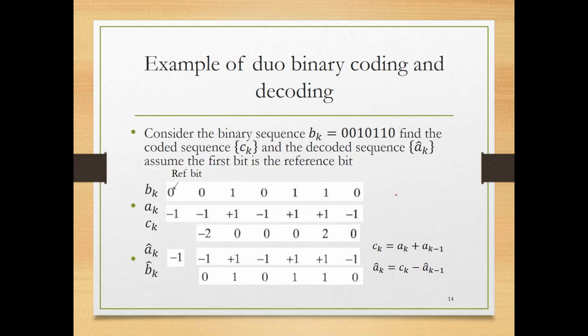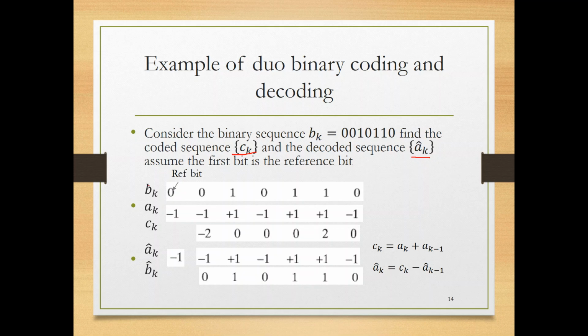Now let's give you an example to make you understand this very well. This is the example. Now apply your knowledge here. This is what, at the end of the day, I care about. Let's say you have the binary sequence BK, which is equal to 00101110. And the question says, find the coded sequence CK using duobinary signaling and the decoded sequence A hat K, assuming the first bit is the reference bit. The reference bit is 0 here, I'm assuming.